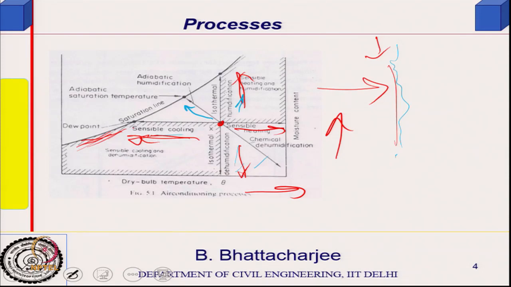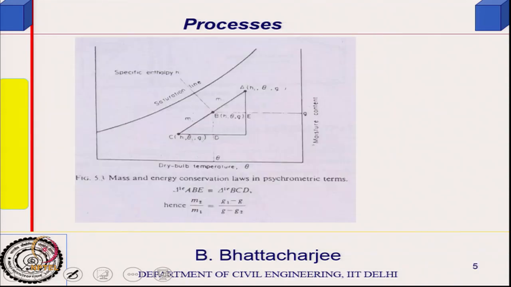Right. Okay. So, this is what I mentioned earlier, and then let us look at this one. Now, this is again in the psychrometric chart. I have got a moisture content, and I have got the dry bulb temperature here, and this is my point.